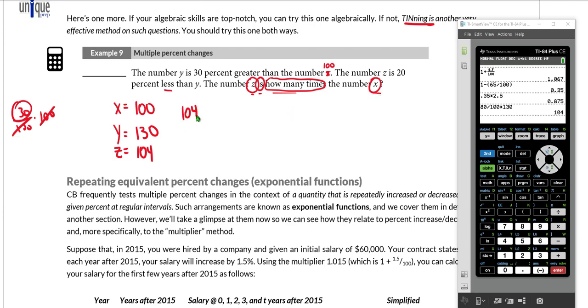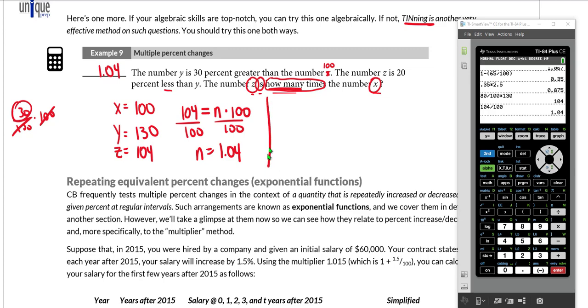Z is how many, I'm going to put an n there because that's like an unknown, how many times x, which is 100. And if I divide both sides by 100, I get n equals 104 over 100. 104 divided by 100 is, of course, 1.04. So that how many times is 1.04. That's how this question would work with the tin method.